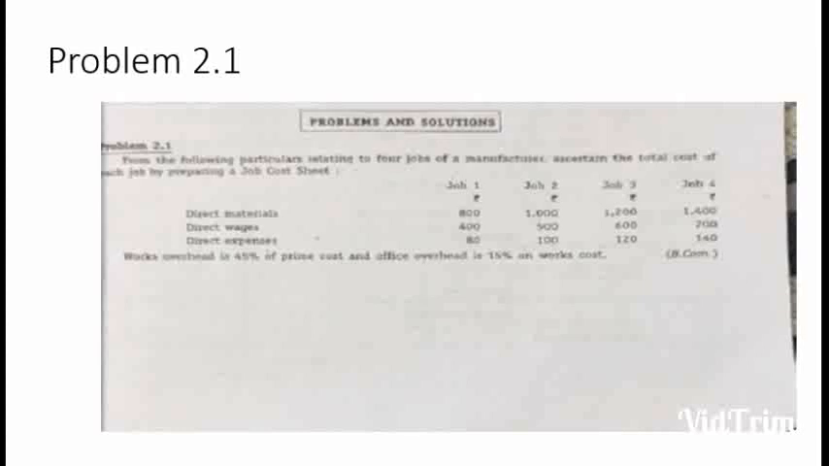And what they have asked to find out is to ascertain the total cost of each job by preparing a job cost sheet. So here 4 jobs are given and they have asked you to calculate the total cost by preparing a job cost sheet. They have given you the expenses for 4 jobs, that is direct material, direct wages and direct expense. Along with that they have given you an adjustment telling works overhead is 45% of prime cost and office overhead is 15% on works cost.